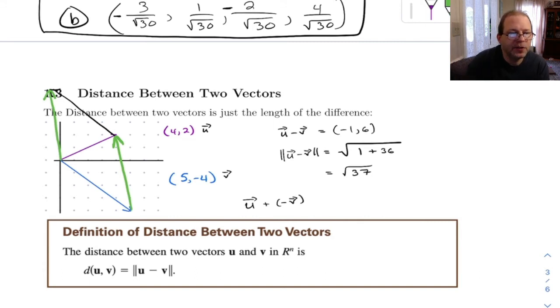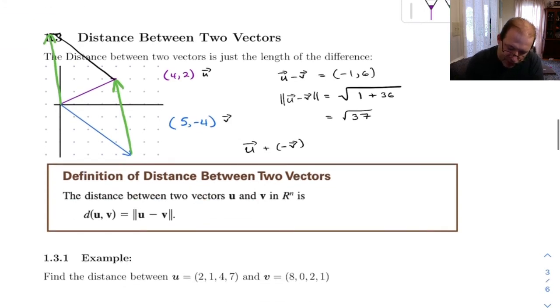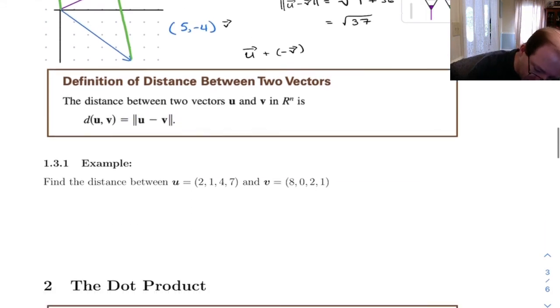So when I did u minus v, I got the vector that points from v to u, from the tip of v to the tip of u. If I had done this the other way around, if I had done v minus u, that would be this vector pointing the opposite direction. But the main thing here is if you want the distance between two vectors, it's just the length of u minus v. And you can do that subtraction in either direction because you're going to do squaring, so it doesn't matter if you do u minus v or v minus u.